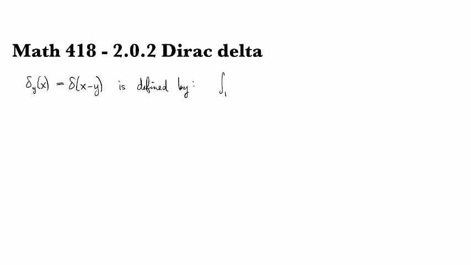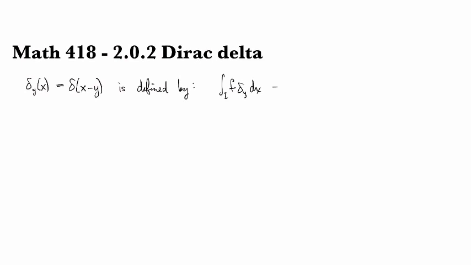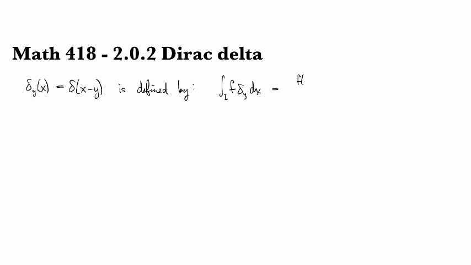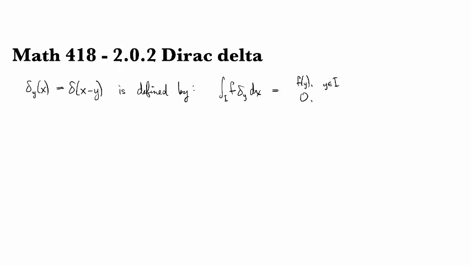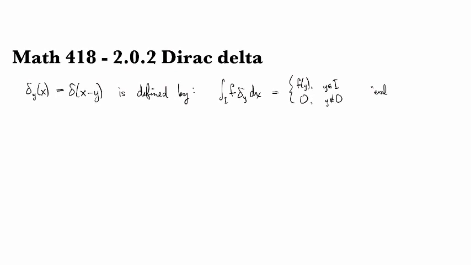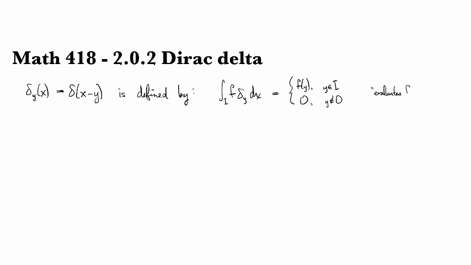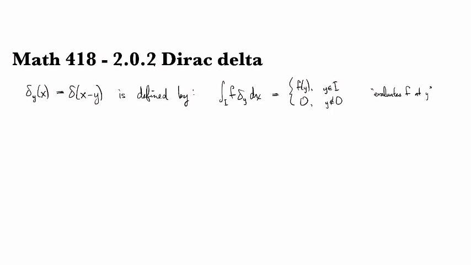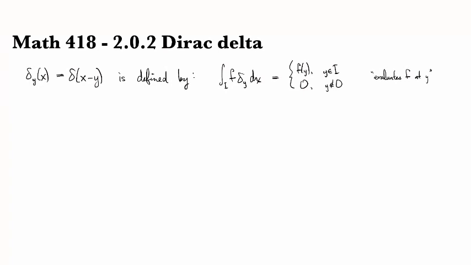The integral of f times Dirac y with respect to x over some set I is going to be f of y if y is in the set, and 0 if y is not in the set. Okay, so in other words, integrating against the Dirac delta evaluates f at y. So it's an evaluation type thing.